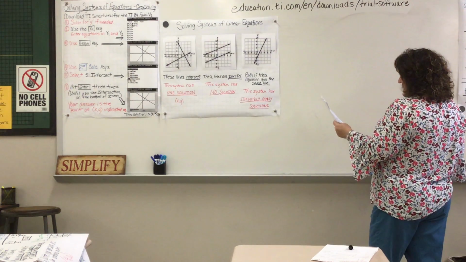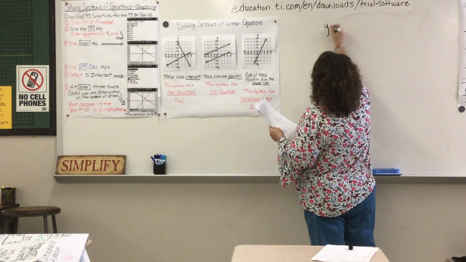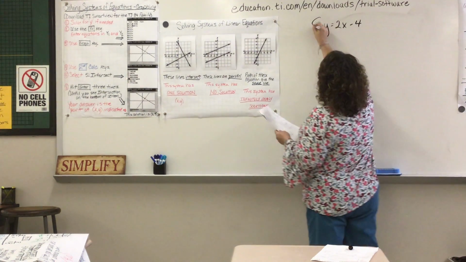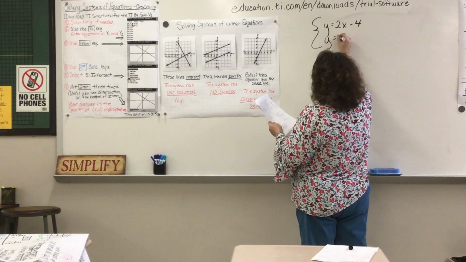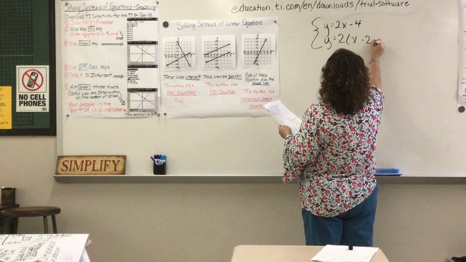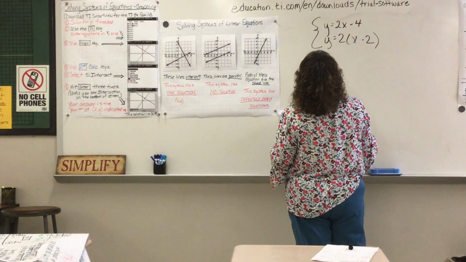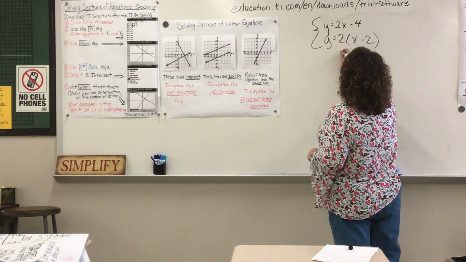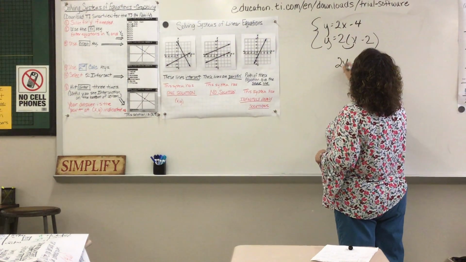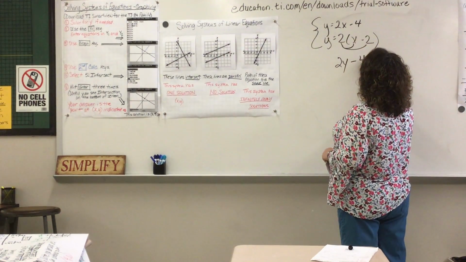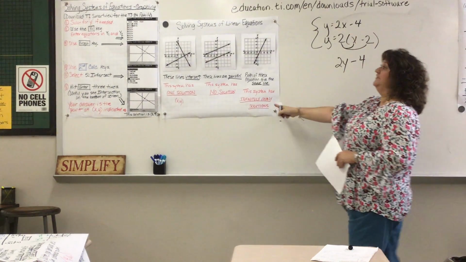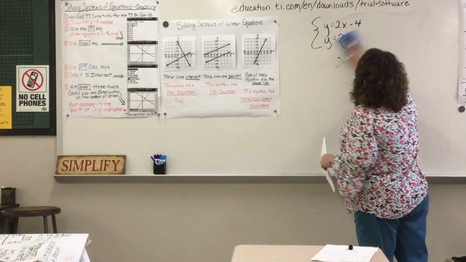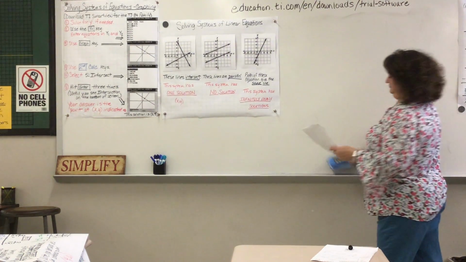And then sometimes you have something that looks like this. Actually, I think that's going to do the same thing, isn't it? Because look at this one. 2 times x is 2x, and 2 times negative 2 is negative 4. That one has infinitely many solutions too. Okay.